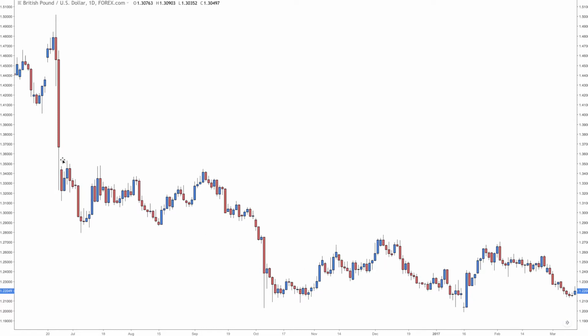All you needed to do for the rest of 2016 was buy the US dollar over the British pound. Why would you be buying even in periods of pullbacks, where prices were pulling back to levels?